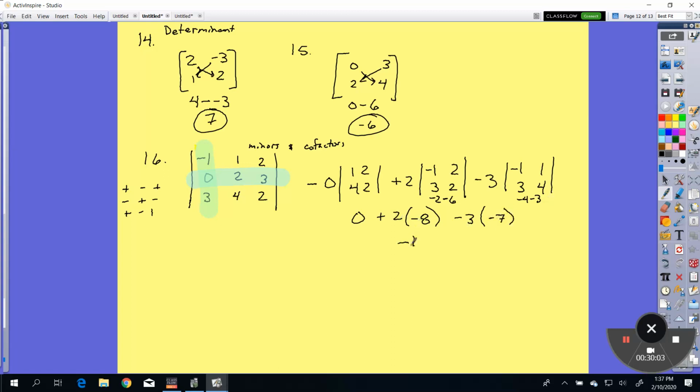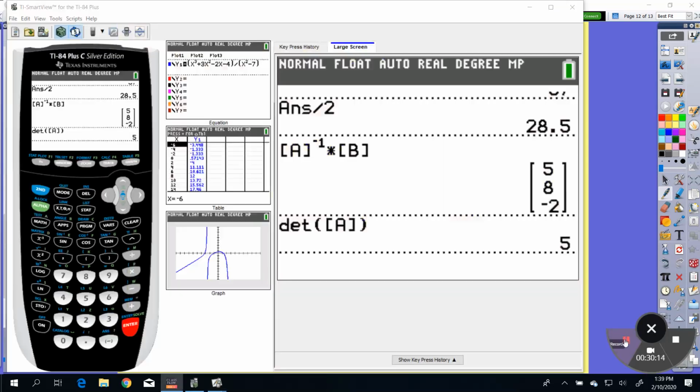So 2 times negative 8 is negative 16. Negative 3 times negative 7 is positive 21, and I get 5. But I feel like I messed up somewhere. So hold on, let me double check my work. I went to my calculator, I typed it in, I said find the determinant of A, I got 5, which is what I have, which is not what is on your paper. So I'm not sure where I messed up on the pretest. If you want to find the mistake on the pretest, that would be great. You're welcome to do that and tell me, hey, here's where you messed up, because I did mess up on your pretest.